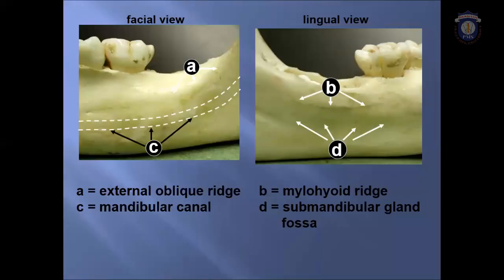To see this corresponding region in the mandible, you can clearly appreciate the area A, which is passing as a continuation of the ramus of the mandible. That is the external oblique ridge. C is the mandibular canal, and in the second lingual view of the mandible, B is the prominent bony prominence referred to as the mylohyoid ridge, and the area D is a depressive region, that is the submandibular gland fossa.